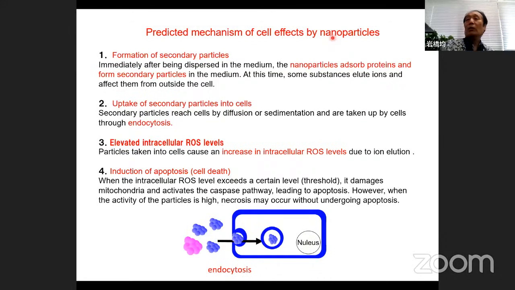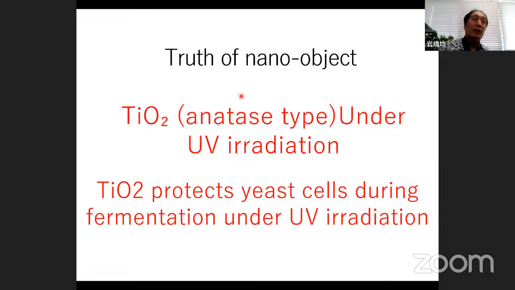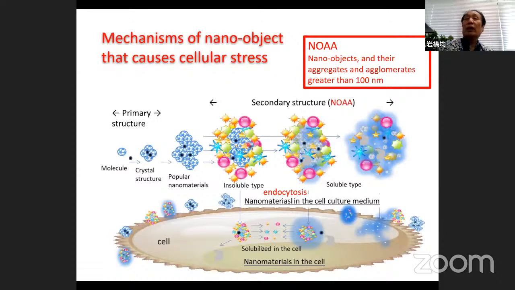So this is a mechanism I already showed with pictures. Formation of secondary particles and uptake of secondary particles into cells. And some particles dissolve and increase intracellular ion levels due to ion elution, inducing apoptosis and cell death. So if it is not dissolved, there is not so big toxicity. Okay, so this is another aspect of the truth about nano-objects. Anyway, this is a summary. Don't forget, this applies to many nanomedicines. Many nanomedicine scientists say nanoparticles are effective, but that is not true. They didn't check aggregation in the blood, or in the medium.